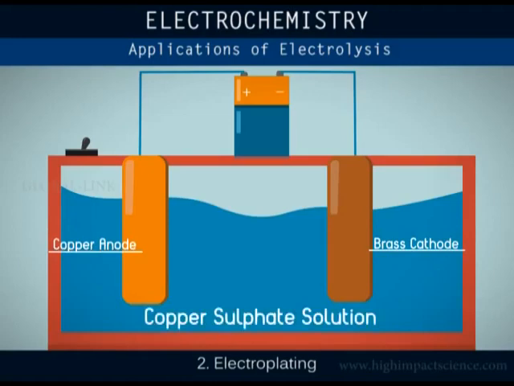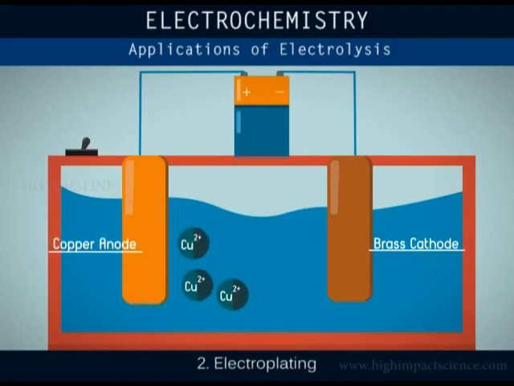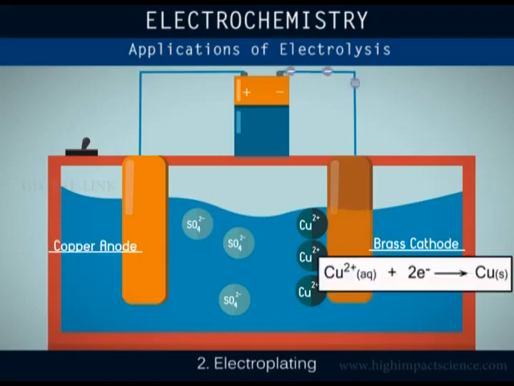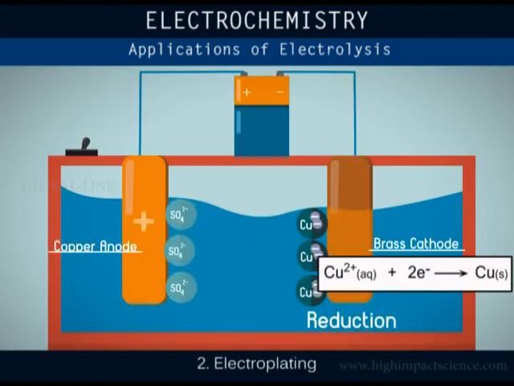Copper 2 sulfate solution contains copper 2 ions, which are blue-colored, and colorless sulfate ions. The copper 2 ions are attracted to the negatively charged brass cathode. They deposit on the brass, producing a thin copper plate. They do this by gaining electrons or undergoing reduction. The sulfate ions are attracted to the copper anode but are not discharged.